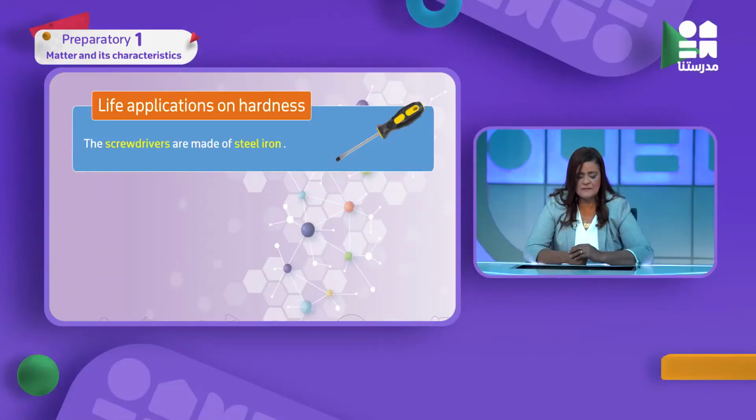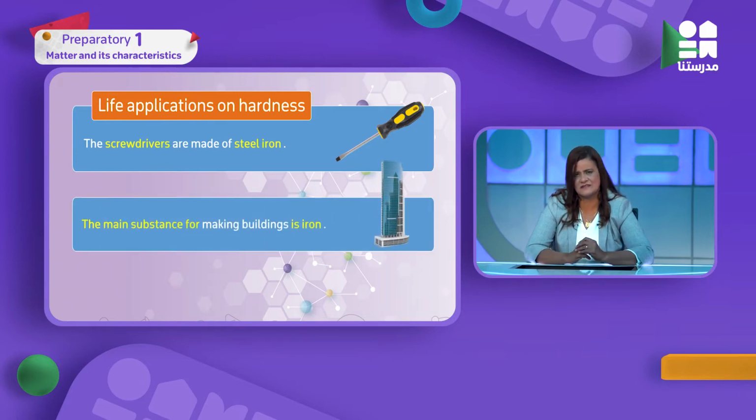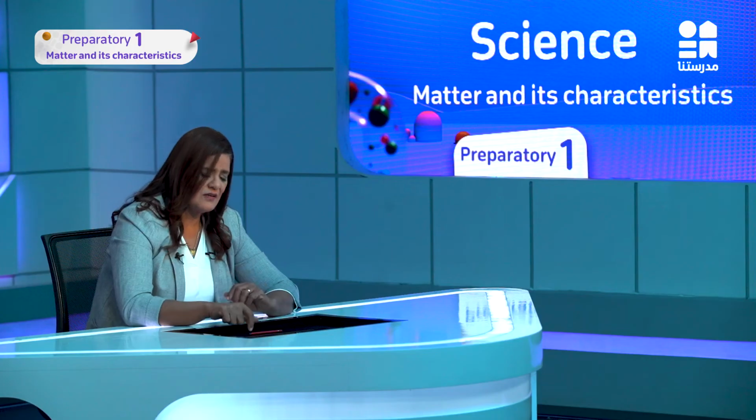The same as sulfur. Okay. If we talk about life application and the hardness of these substances, I will give you an example, like screwdrivers. I mean by screwdriver here something like المفك, made of steel iron to be hard and to be easily used. Okay, what else? The main substance for making buildings, المباني, which is very, very important for buildings, is iron, الحديد. What else?